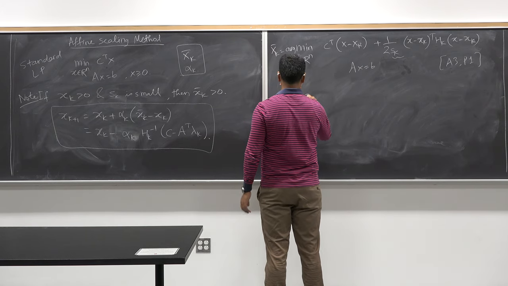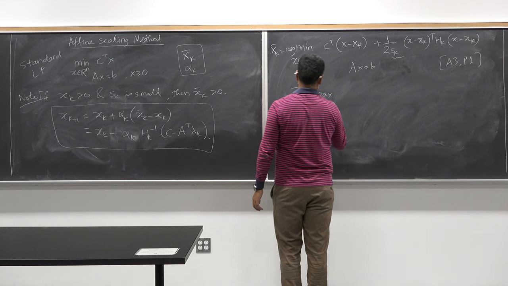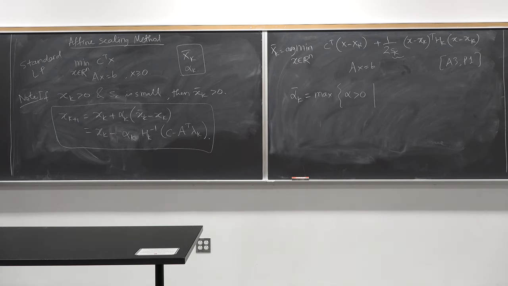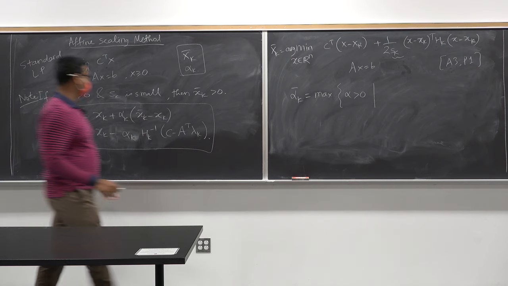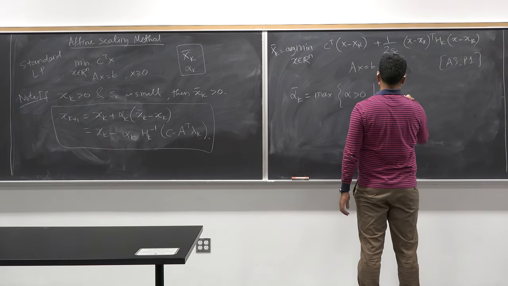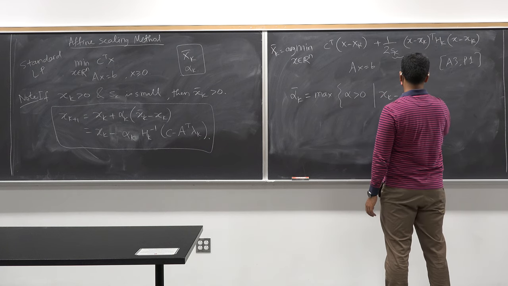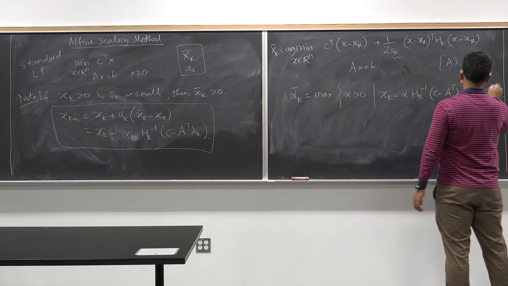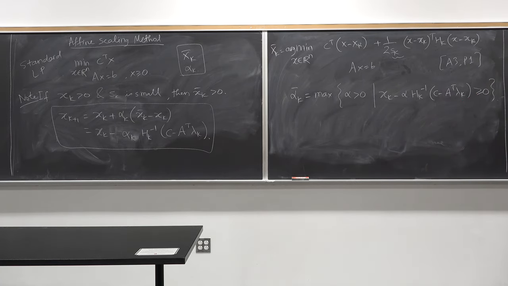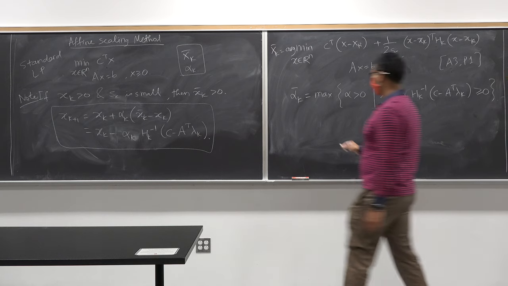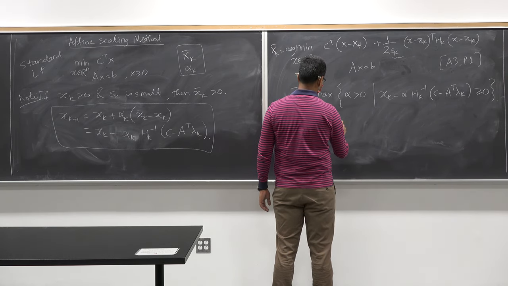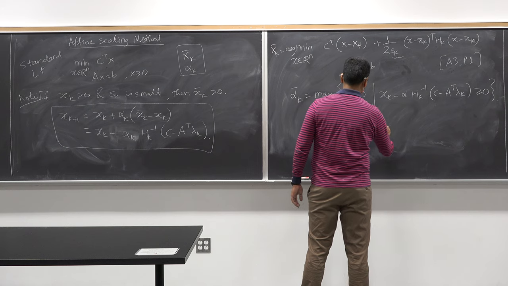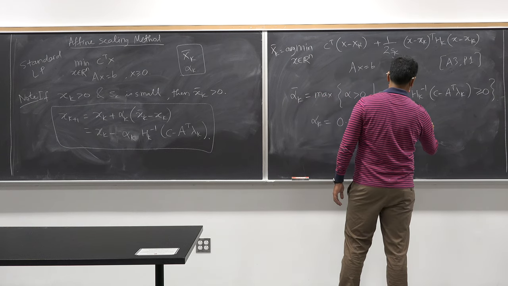Let me define alpha bar k to be the max of alpha greater than 0 such that xk minus alpha Hk inverse (c minus A transpose lambda k) is greater than or equal to 0. And I'm going to pick alpha k to be 0.9 alpha bar k or 0.99 alpha bar k.